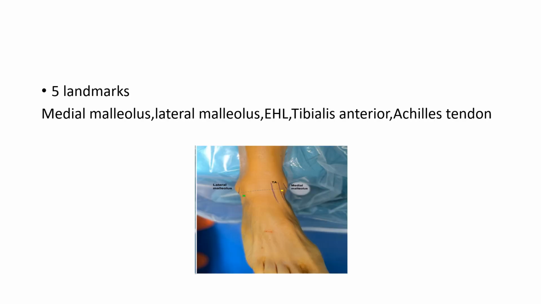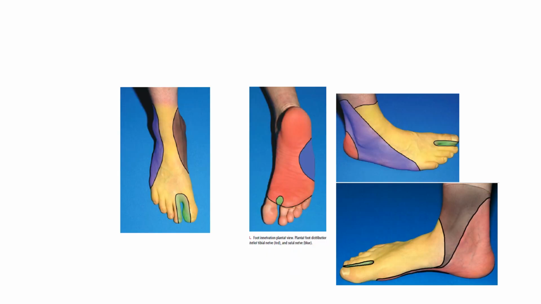The five landmarks are medial malleolus, lateral malleolus, extensor hallucis longus, tibialis anterior, and Achilles tendon. Coming to the nerve supply of the ankle and the foot, we have five nerves providing sensory supply. We have three superficial nerves and two deep nerves.